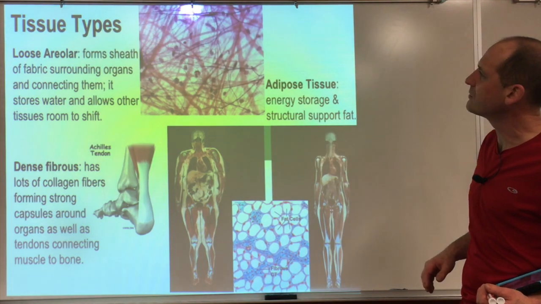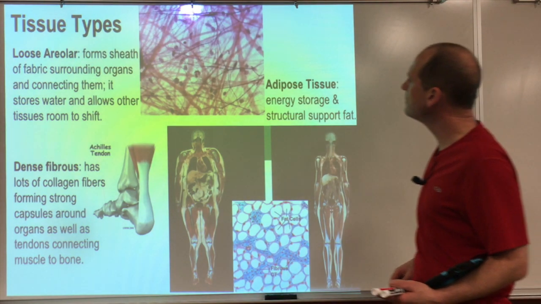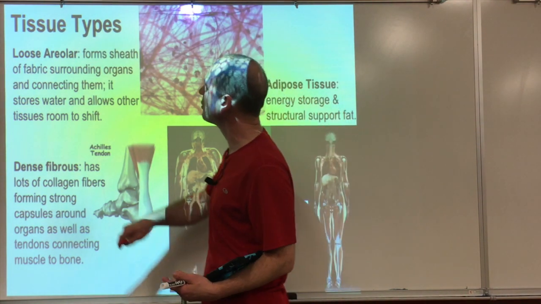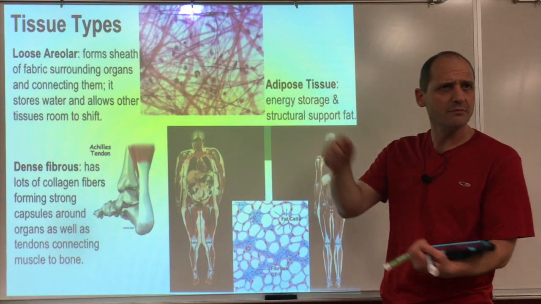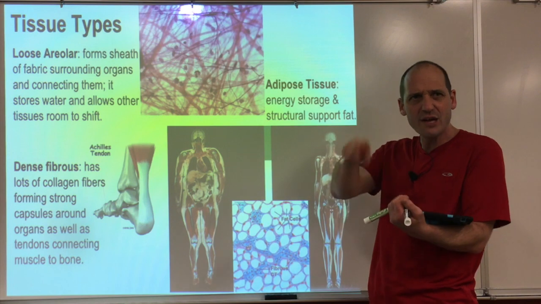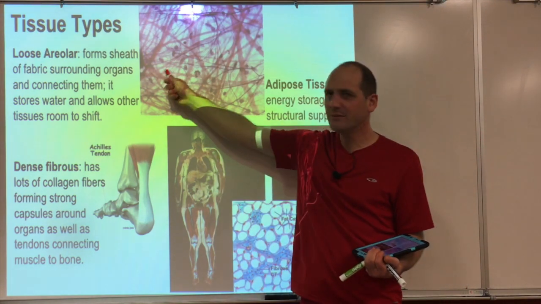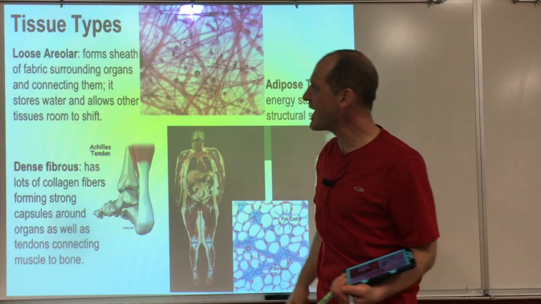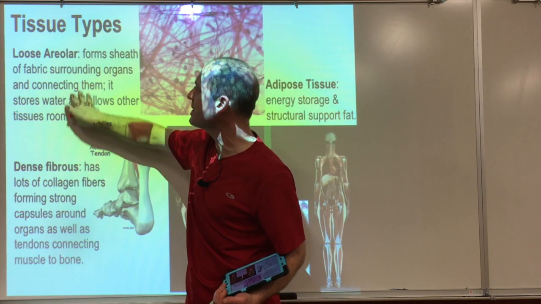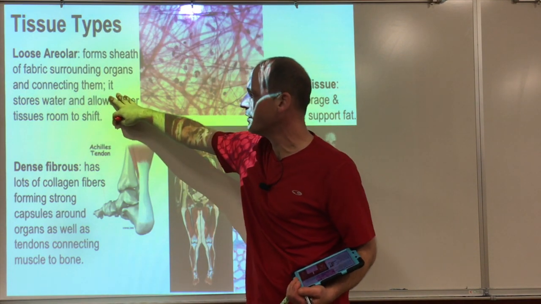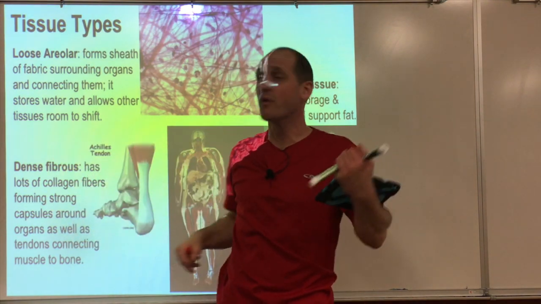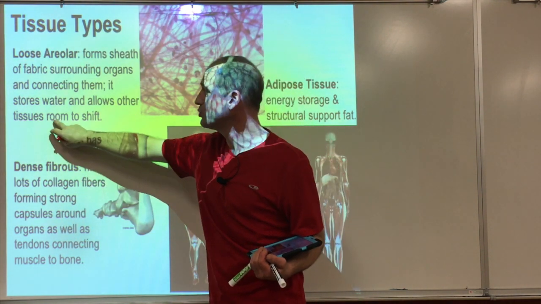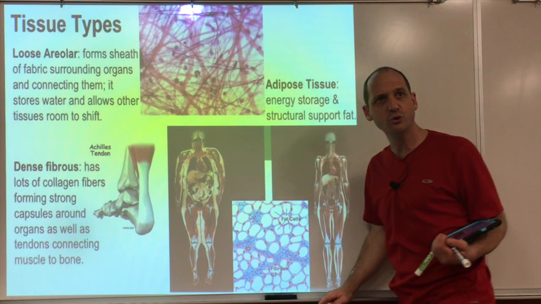But look at that. Tissue types. These are the names. One type is called loose areolar tissue. Have you ever skinned a chicken? Shiny underneath the skin? It's that stuff. So that forms sheaths of fabric surrounding organs that connects them to one another. It stores a lot of water. That's why you want to hydrate, one of the reasons, so that things can move around. And it allows other tissues to shift around. That's a room to shift.